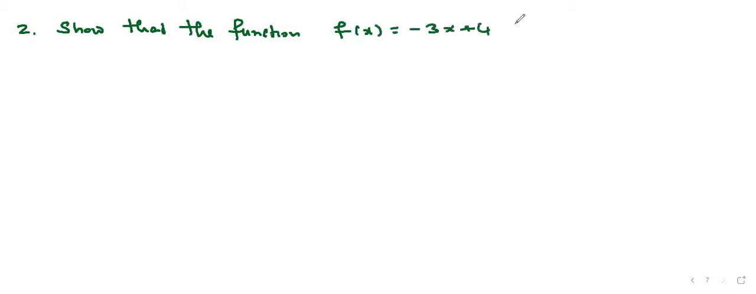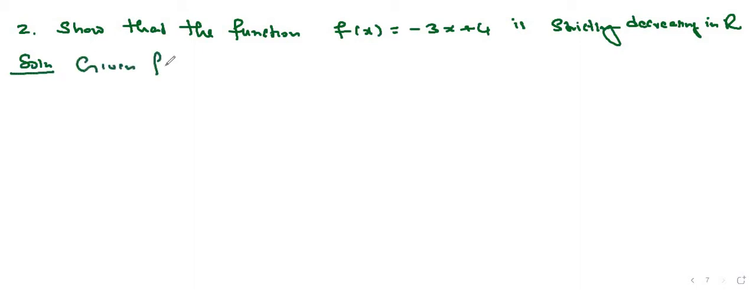The next problem is question number 2. Show that the function f of x is equal to minus 3x plus 4 is strictly decreasing in capital R. The same way, the given function is f of x is equal to negative 3x plus 4.